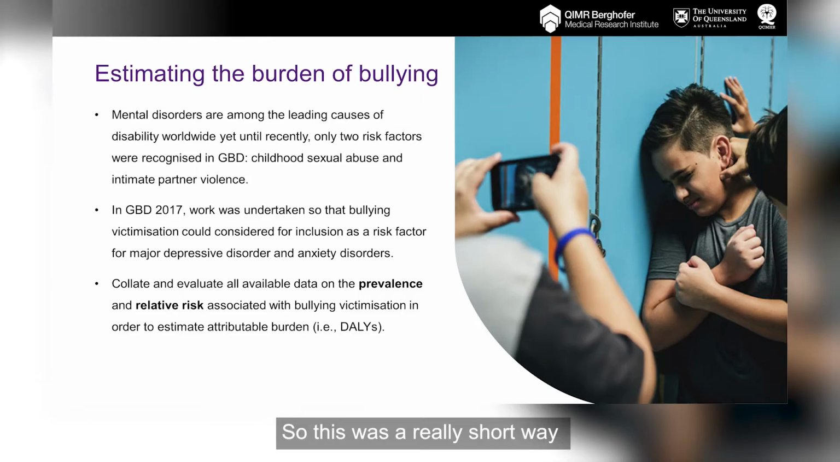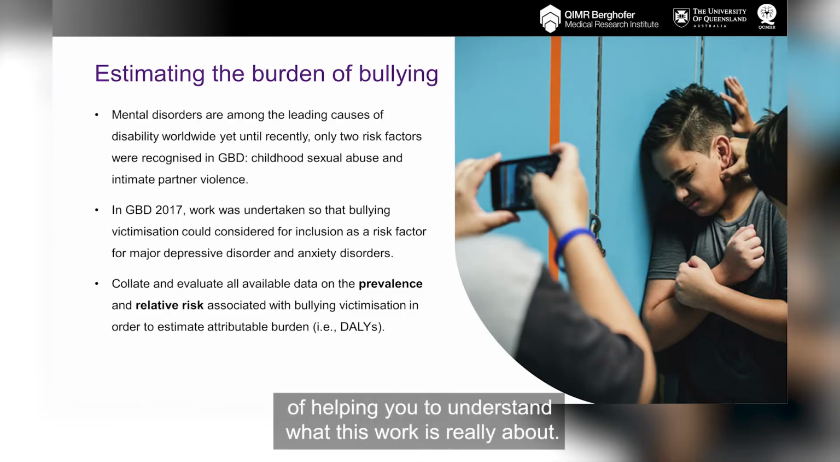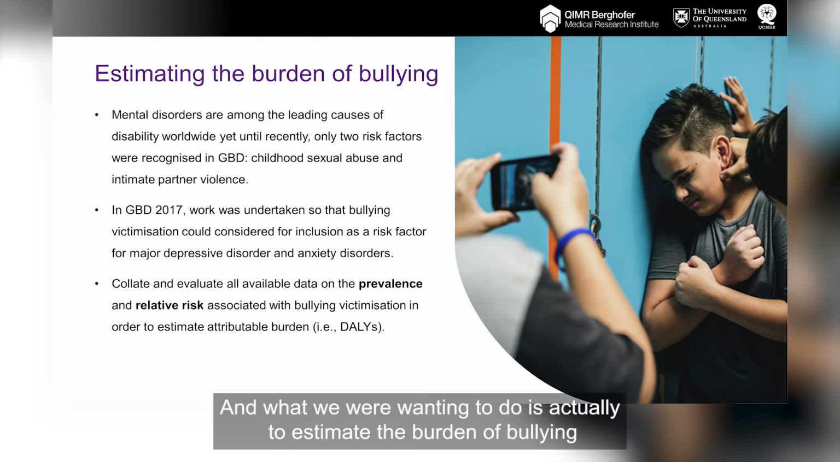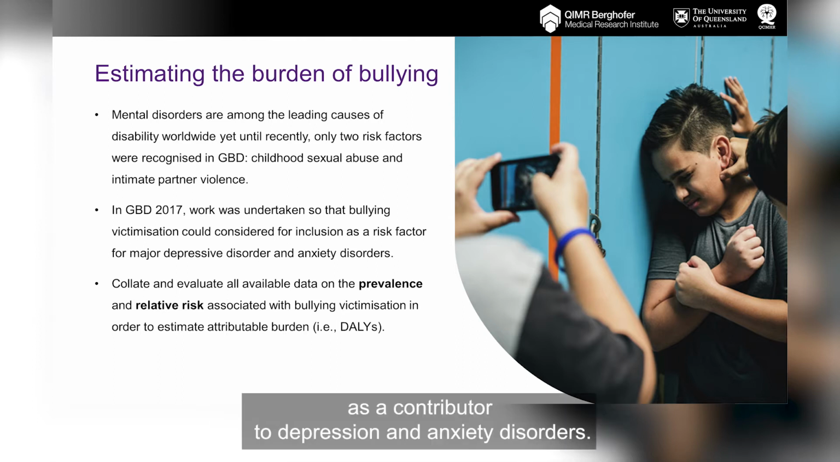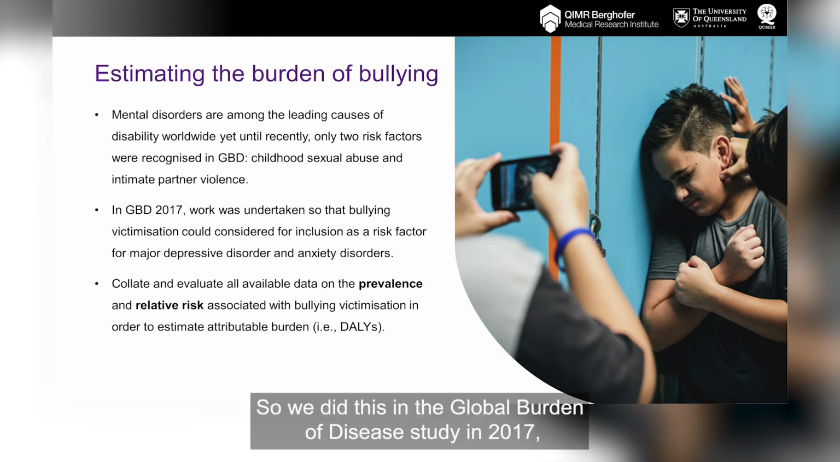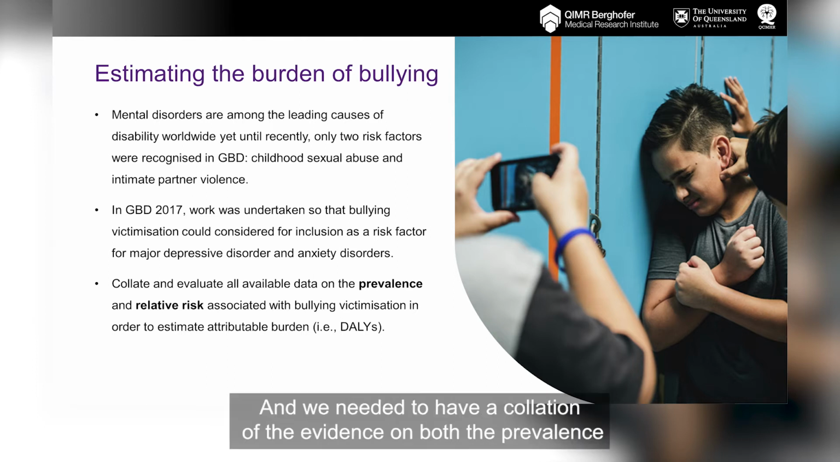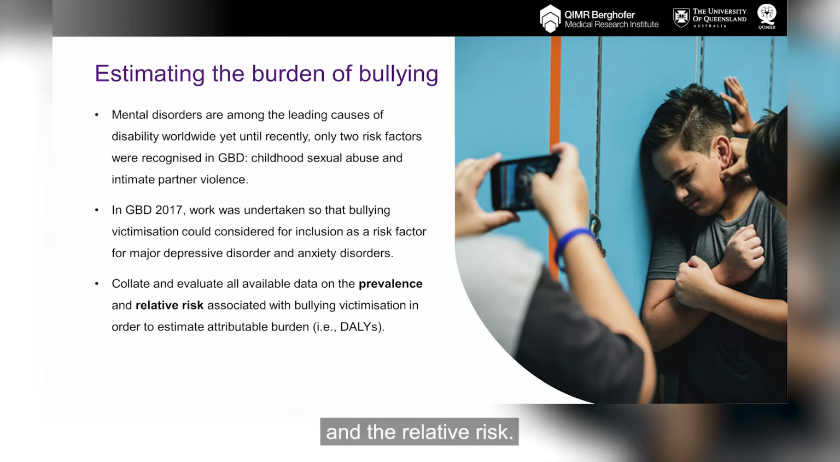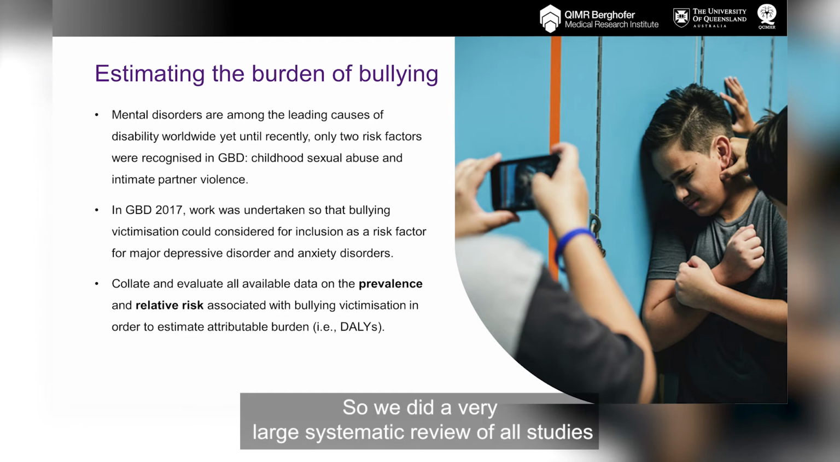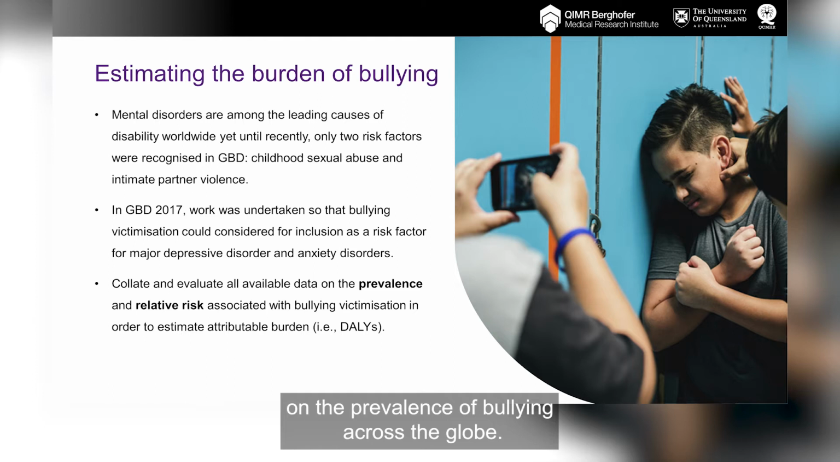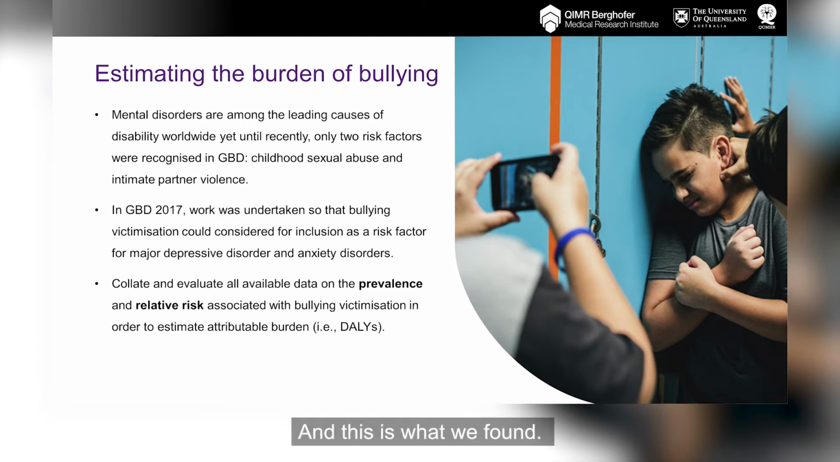So this was a really short way of helping you to understand what this work is really about. And what we were wanting to do is actually to estimate the burden of bullying as a contributor to depression and anxiety disorders. So we did this in the Global Burden of Disease study in 2017, and it was subsequently published the following year. And we needed to have a collation of the evidence on both the prevalence and the relative risk. So we did a very large systematic review of all studies on the prevalence of bullying across the globe, and this is what we found.